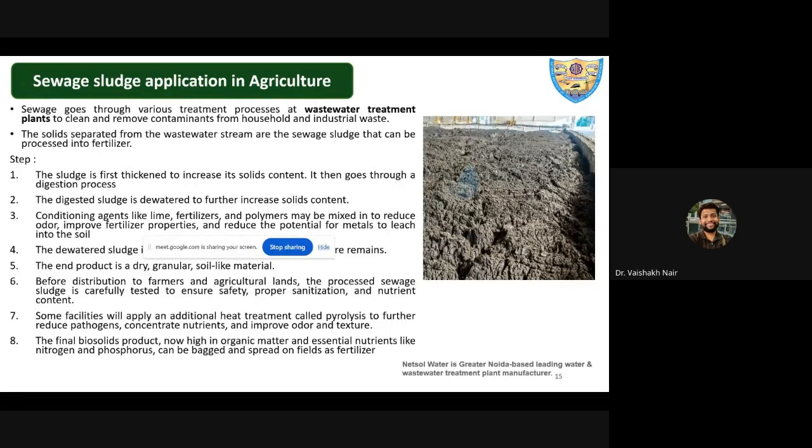That is where the third point comes: the conditioning step. Conditioning agents like lime, fertilizer, and polymers may be mixed in to reduce odor, improve fertilizer properties, and reduce the potential for metals to leach into the soil.